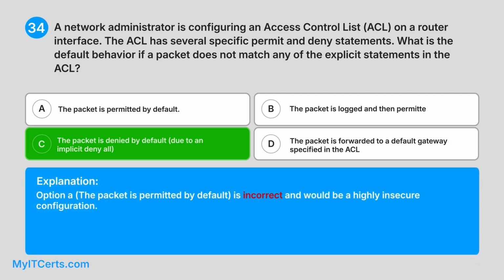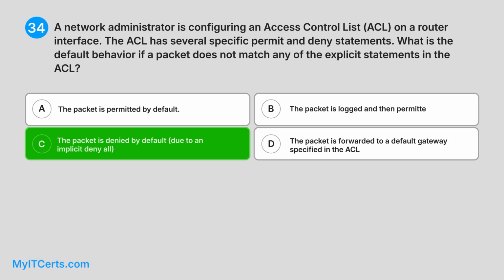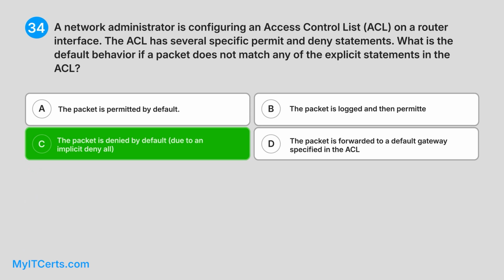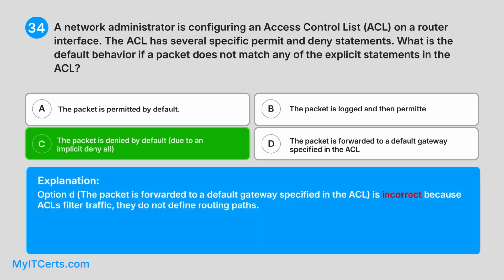Option A, the packet is permitted by default, is incorrect and would be a highly insecure configuration. Option B, the packet is logged and then permitted, is incorrect. Option D, the packet is forwarded to a default gateway specified in the ACL, is incorrect because ACLs filter traffic, they do not define routing paths.